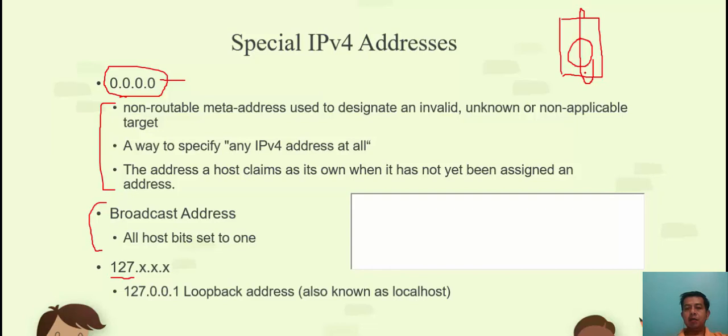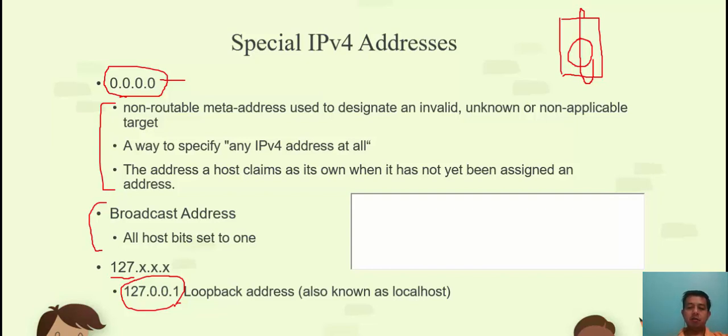So in this case, I give a destination address which starts with 127. Theoretically, all the addresses that start with 127 can be used. That means 127.0.0.1, 127.0.0.2, 127.0.0.3 up to 127.255.255.254. All these addresses can be used as a loopback address. But in real life, everybody uses this particular address, 127.0.0.1, as the loopback address.